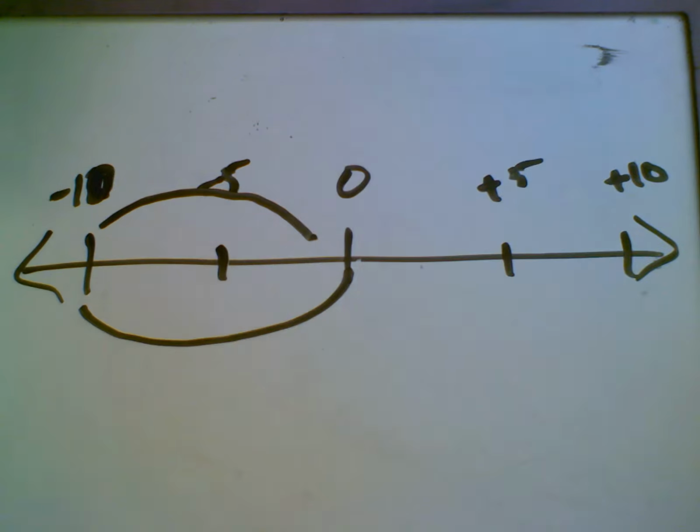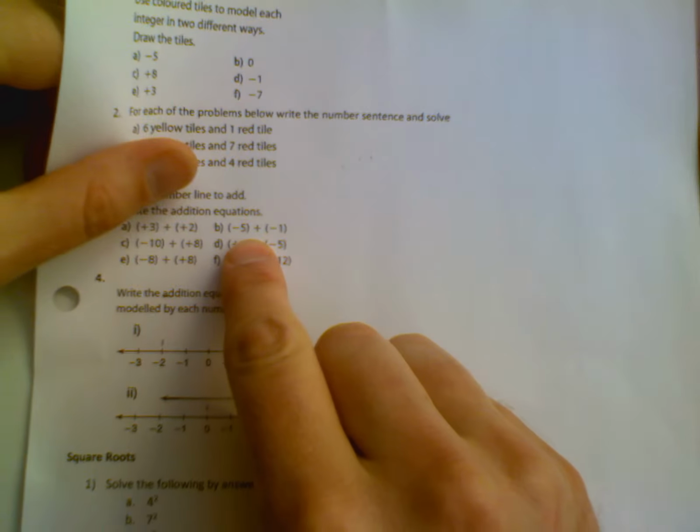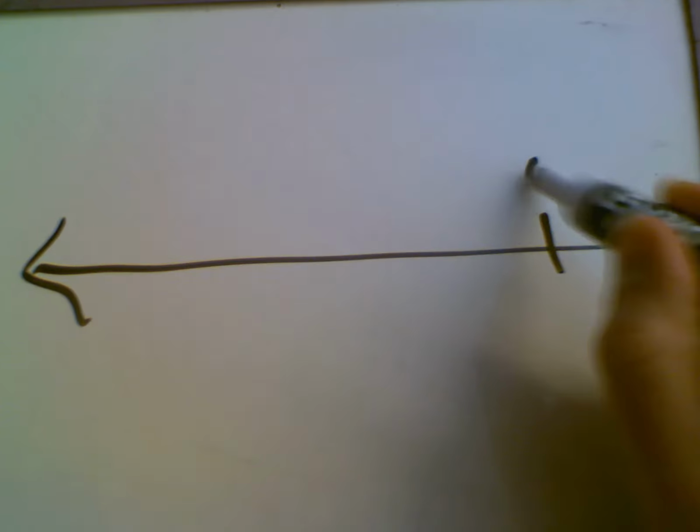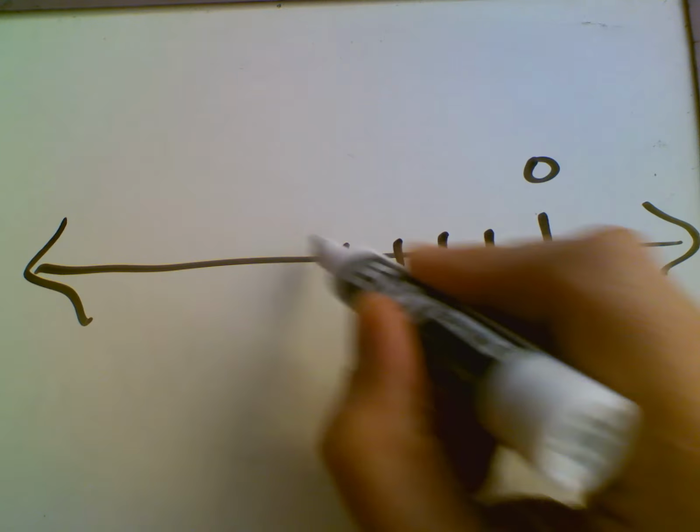Let's do the next one. Adding a negative, -5 plus -1. So I'm all in the negatives at this point. So I'm going to put my 0 over here. 1, 2, 3, 4, 5, 6, 7, 8, 9, 10. We'll say that's negative 10.